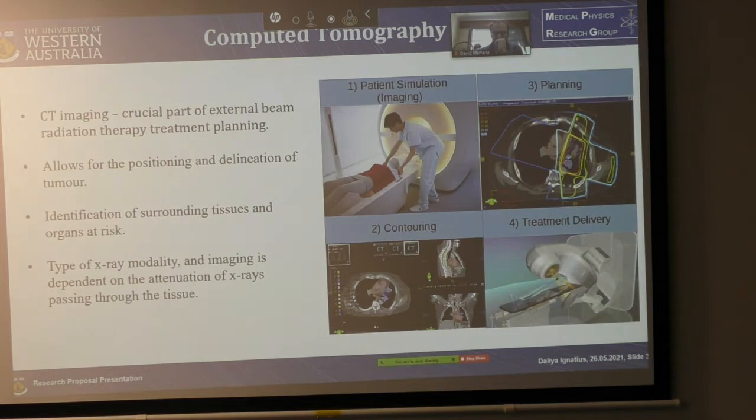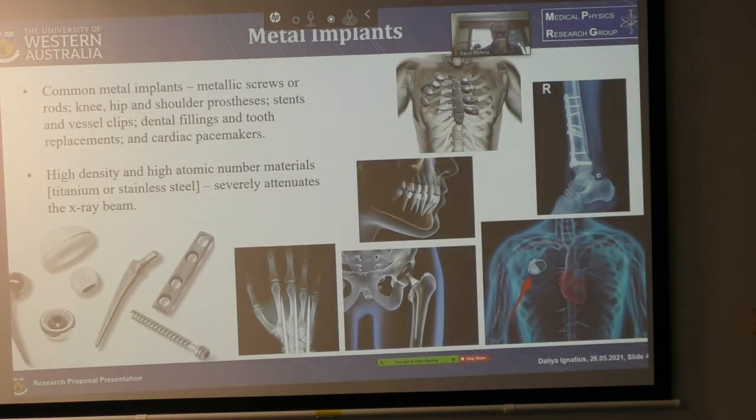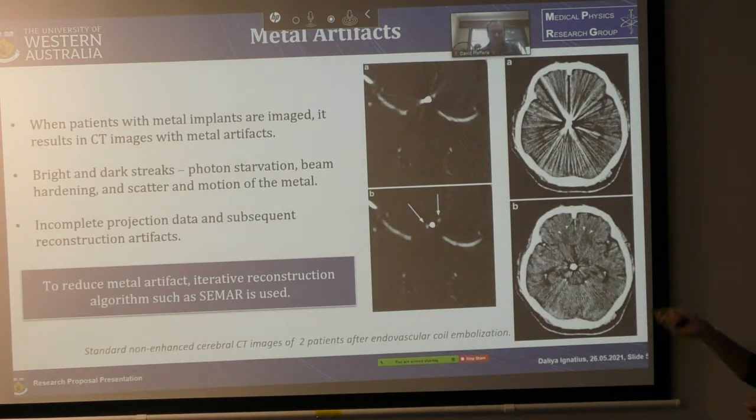And we encounter an issue when people with metal implants are imaged. Metal implants are very common, as we can see in these images here, and they're usually made of titanium or stainless steel, which are of high density and high atomic number. They can severely attenuate the X-ray beams as they pass through those metal implants, resulting in these metal artifacts. As we can see here, these are the bright and dark streak artifacts that result, and here are two non-enhanced cerebral CT images of two patients after endovascular coil embolization. These bright and dark streak artifacts result from photon starvation, beam hardening, and scatter and motion of the metal. They also result in incomplete projection data and subsequent reconstruction artifacts.